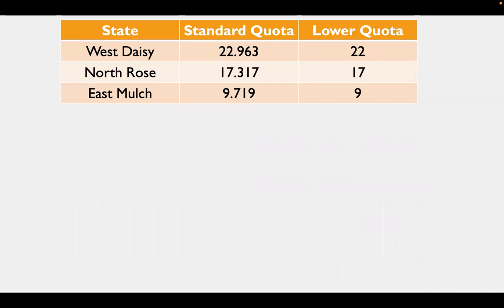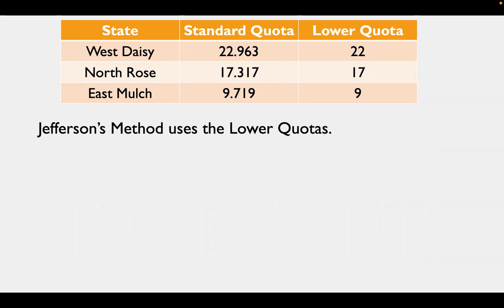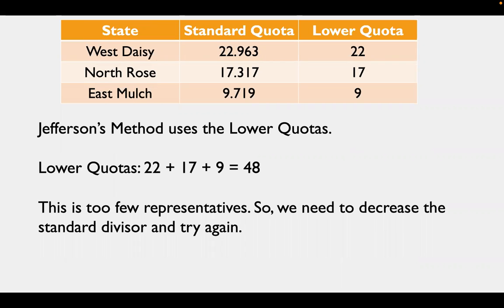When I go into a table and I have my standard quotas listed for each state, I then want to find the lower quota. And remember, the lower quota is simply get rid of the decimals. So 22, 17, and 9. When I add the lower quotas to get the sum, I end up with 48. This is too few representatives, right? I need 50. And therefore, we're going to decrease the standard divisor and try the process again.